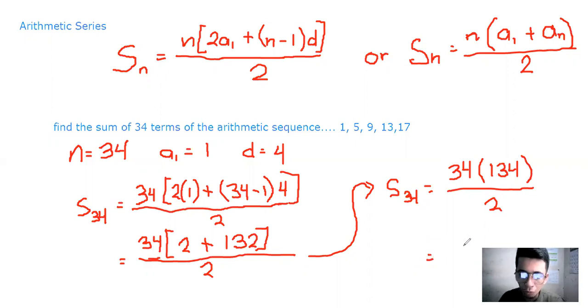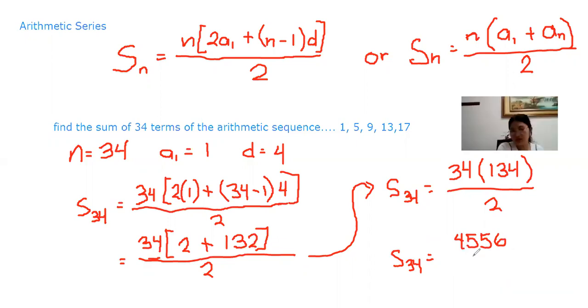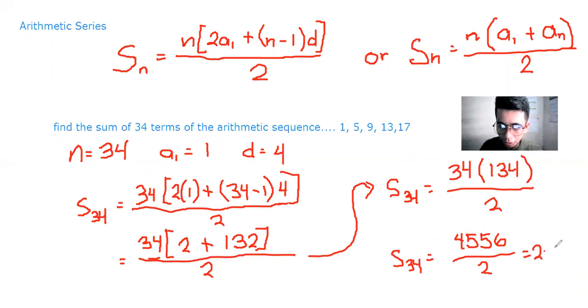Then divide natin sa 2. 2,278. So, kapag pinag-plus-plus natin mula sa first term hanggang kay 34th term, ang makukuha nating number is 2,278. Okay? Yun yung makukuha nating number. Tama ba ako? Tama naman. So, nasa book naman, 2,278 naman. Okay.